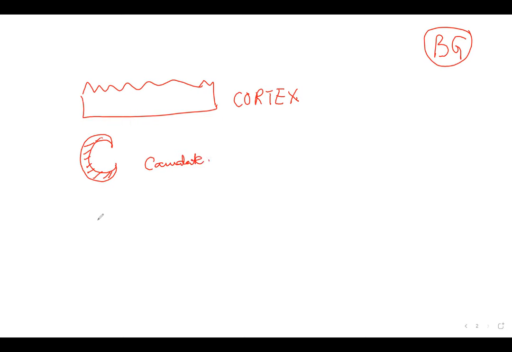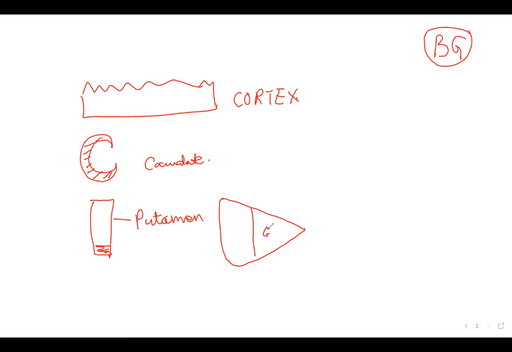Then you have got another part, we'll put it vertical like this. This we call it as putamen. Then you have got a cake-like thing, a pie, pizza. This pie is globus pallidus interna, globus pallidus externa. Okay? Caudate nucleus, putamen, globus pallidus, and then you have got the thalamus.